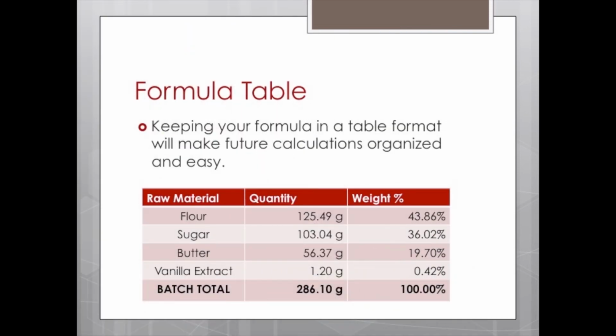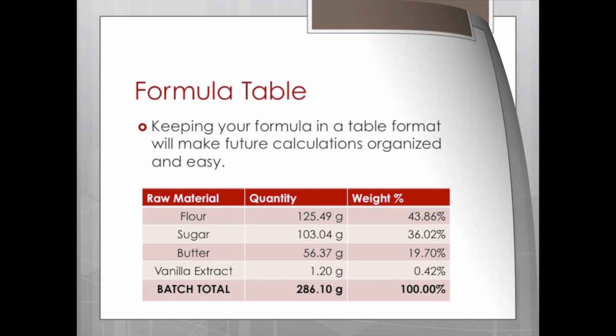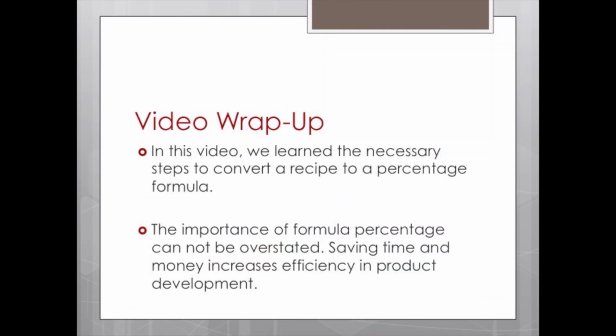Once you have calculated your formula in weight percentages, it may be helpful to construct a table like the one shown here. Tables organize the data and arrange it in a way suitable for future calculations. It may also be helpful to include a batch total in your table, which ensures that your raw material quantities are correct for the desired batch size, as well as ensuring the weight percentages that were calculated add together to be 100%. In this video, we discussed the calculations necessary to convert a recipe into a versatile percentage formula.